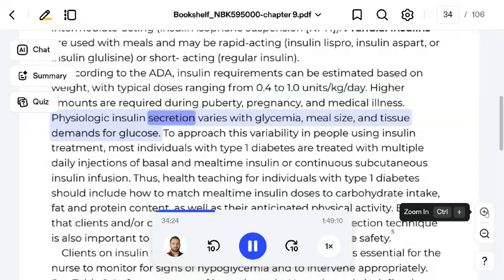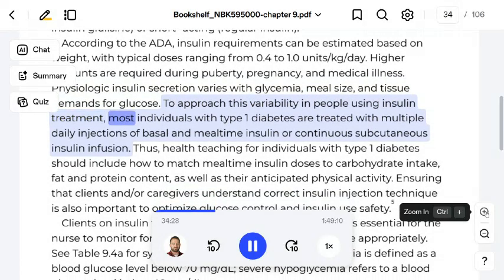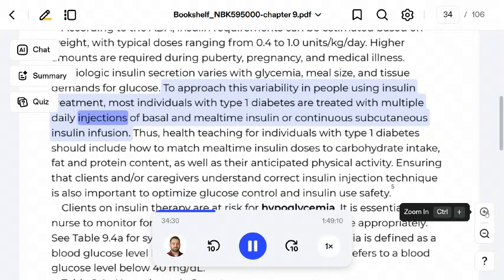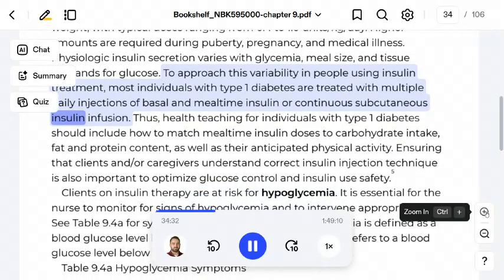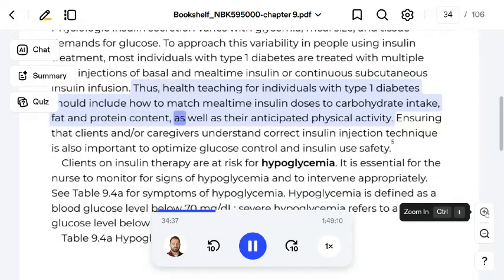Physiologic insulin secretion varies with glycemia, meal size, and tissue demands for glucose. To approach this variability in people using insulin treatment, most individuals with type 1 diabetes are treated with multiple daily injections of basal and mealtime insulin or continuous subcutaneous insulin infusion. Thus, health teaching for individuals with type 1 diabetes should include how to match mealtime insulin doses to carbohydrate intake, fat and protein content, as well as their anticipated physical activity.